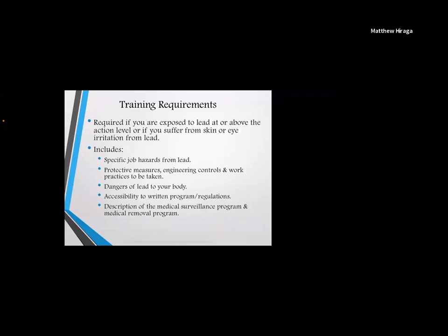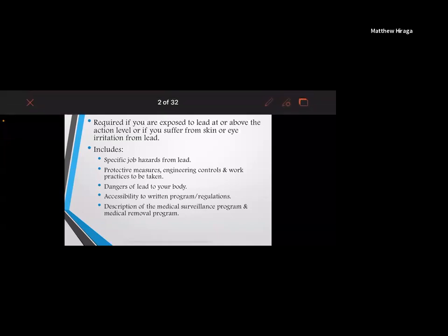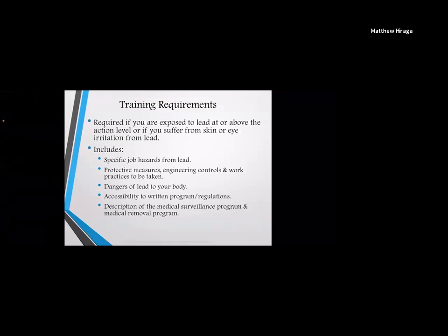And then you should have a description of your medical surveillance program, whether they send you to an annual physical, whether you get fit tested, whether you have to do pulmonary function testing. There is a reason for all that kind of stuff. And there's also a medical removal program. What happens when your worker is exposed to lead at or above the permissible exposure limit?